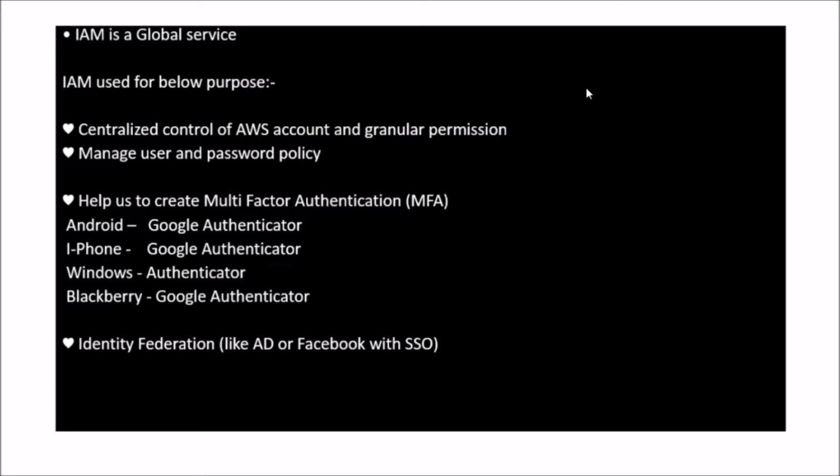Suppose you have created a game and you made it public and global. You don't want to keep on creating an AWS user for every player around the world. You just authenticate them through their Gmail account or Facebook account. So this is called identity federation. You can also use your company identity authentication and authorization application like Active Directory or any web identity like Facebook or Gmail to authenticate any user through SSO, single sign-on.